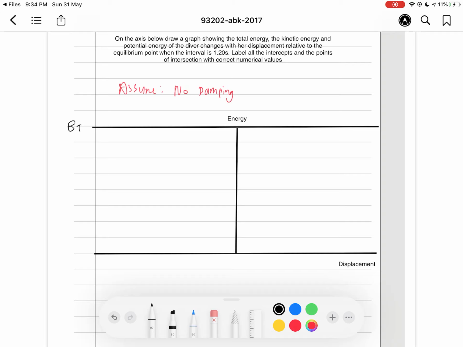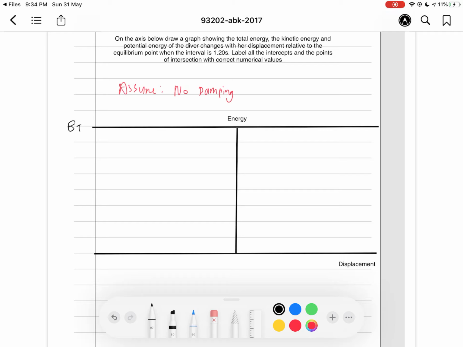Now we need to draw our graph for the kinetic energy and for the gravitational potential energy. So we know that the kinetic energy will always be at the maximum at the equilibrium, because that's when she is bouncing on the diving board, and the board is going to be traveling the fastest. So that's when the kinetic energy is at the maximum. And we're going to take our reference points, so we know that when the plank is straight, there is no elastic potential energy stored. So that's when the plank is straight, and that's when the displacement is 0.